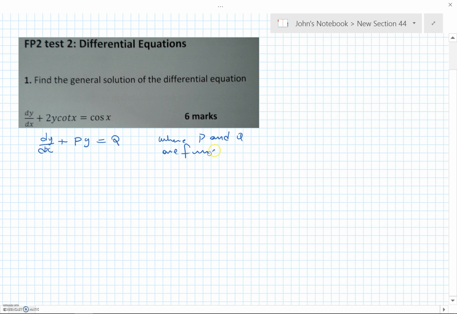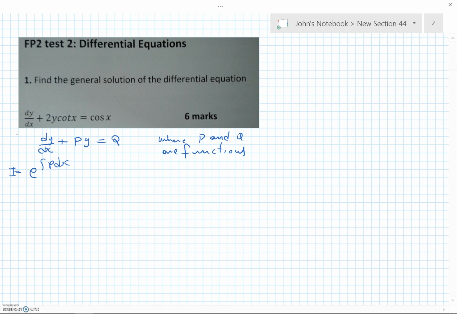And the idea of the integrating factor is that we can get it in exact form if we multiply it all by e to the integral of P dx. But remember, it has to be in this kind of format for us to be able to use that. So we can't have anything here if we haven't got it in this form.